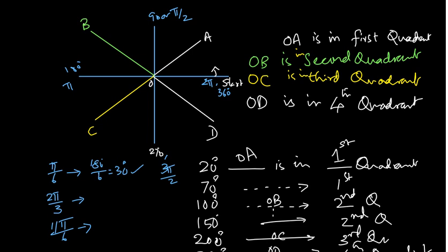Then here 2 into 180 by 3 is 60 into 2, 120 degrees. 120 degrees is in the second quadrant. This is the first quadrant. 11 pi by 6: 11 into 180 divided by 6, you will get 330. 330 degrees is between 270 and 360. So this is in the fourth quadrant.